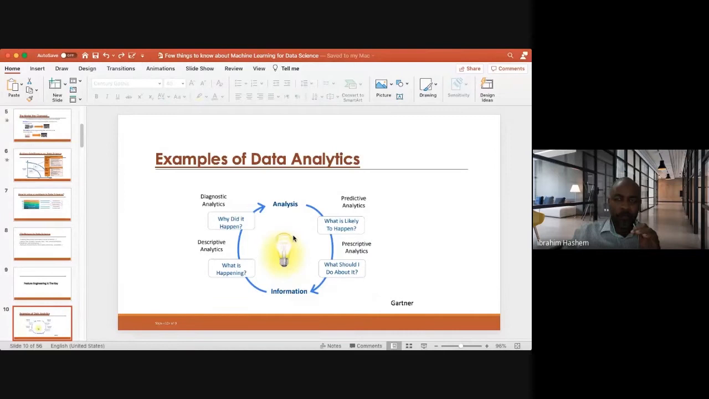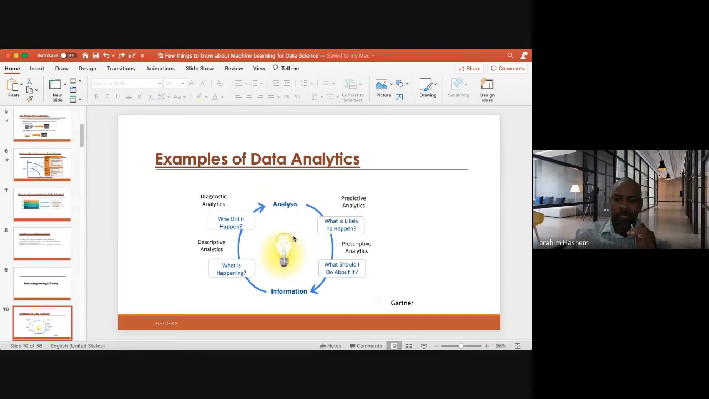So when we get data, we have to ask questions of what we want to do with this data, and those questions will lead to the type of analytics that we want to conduct. And each analytics has its own methods and techniques to deal with. Let's say predictive analytics, the question is what is likely to happen. There are different approaches or techniques that we can apply in order to answer these questions and so forth. So it goes from analysis to information, so it goes back to analysis and so forth.